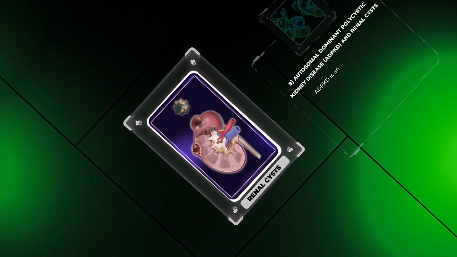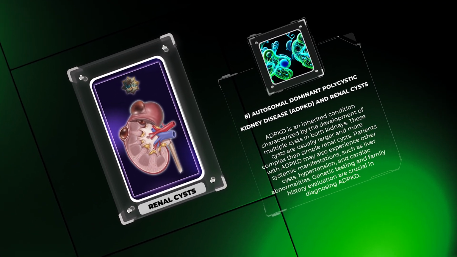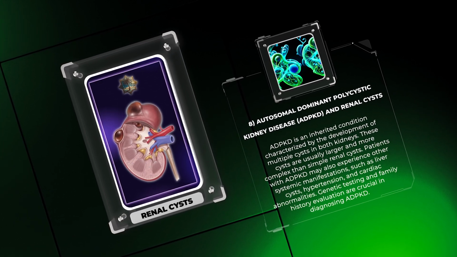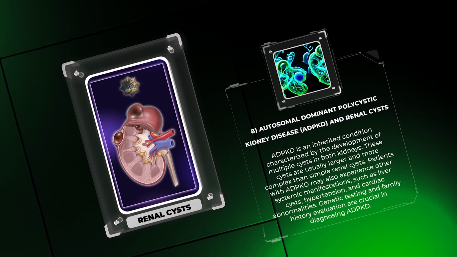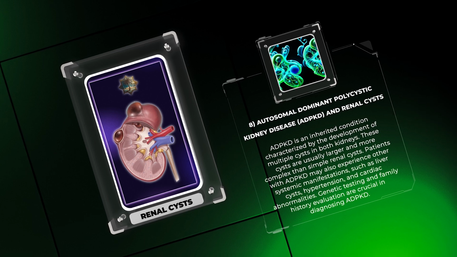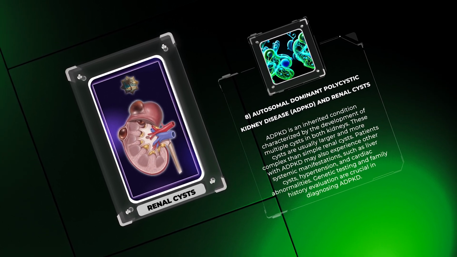ADPKD is an inherited condition characterized by the development of multiple cysts in both kidneys. These cysts are usually larger and more complex than simple renal cysts. Patients with ADPKD may also experience other systemic manifestations, such as liver cysts, hypertension, and cardiac abnormalities. Genetic testing and family history evaluation are crucial in diagnosing ADPKD.